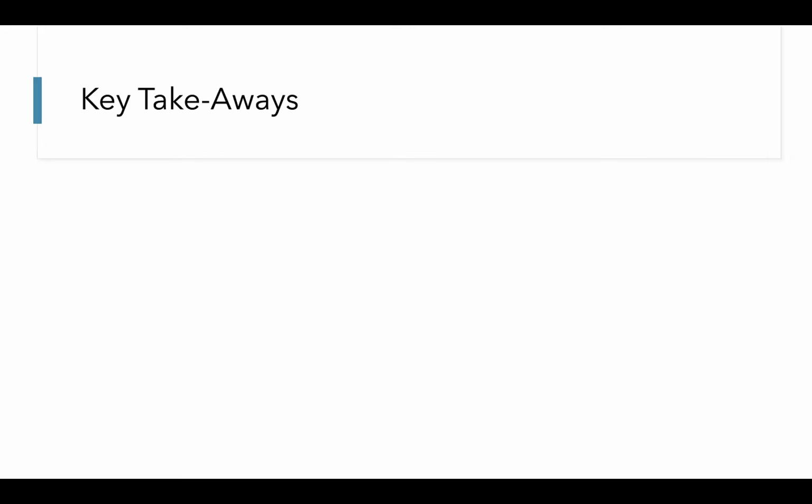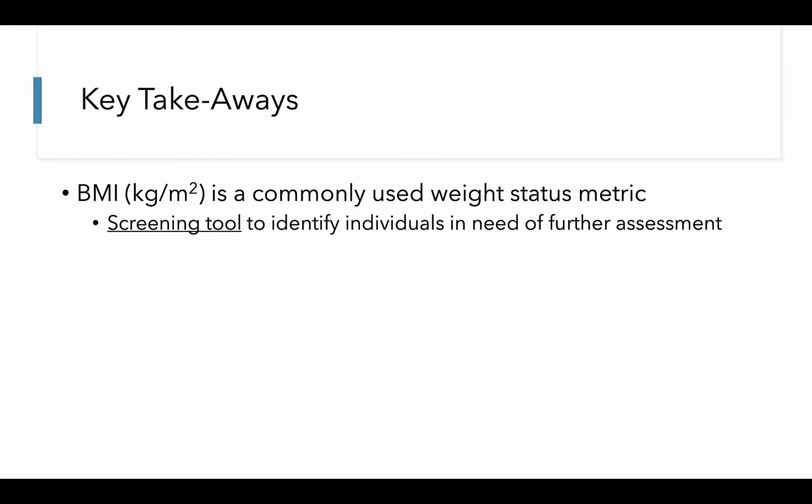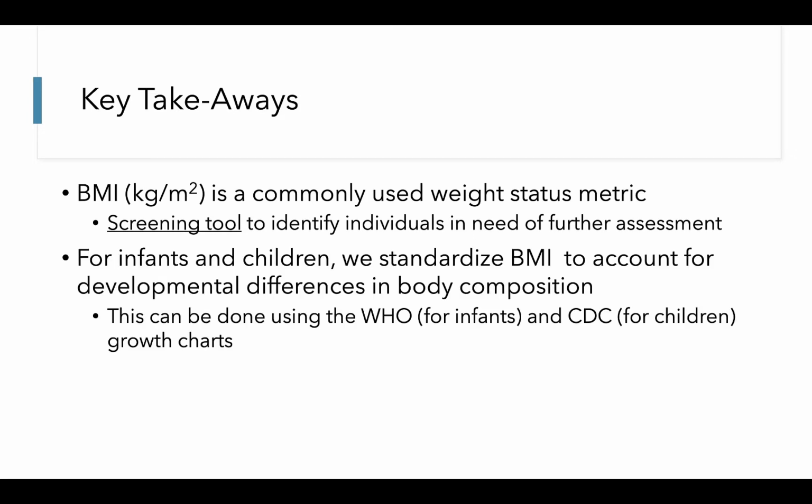So let's wrap up with some key takeaways from this lecture. First, BMI, which is calculated as weight divided by height squared, is a commonly used weight status metric, but it's a screening tool, not a diagnosis, and we use it to identify individuals in need of further assessment. We can use raw BMI to determine weight status, and this BMI can be classified into different weight status classifications.